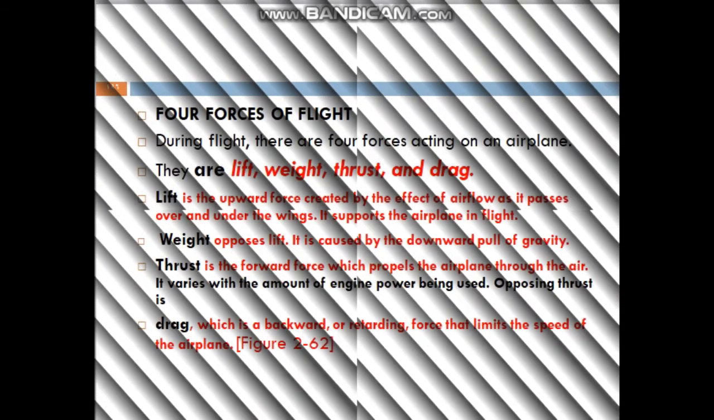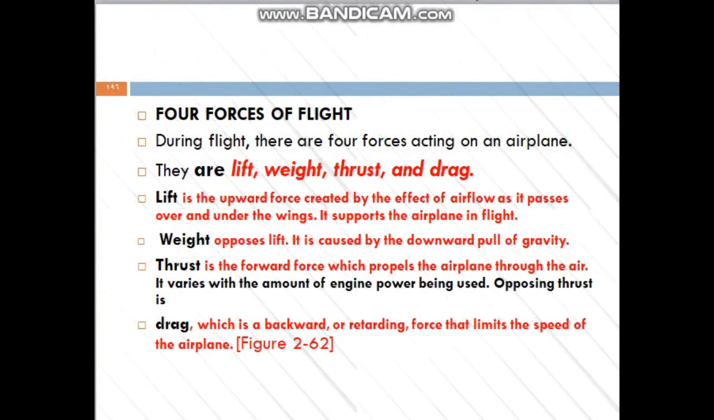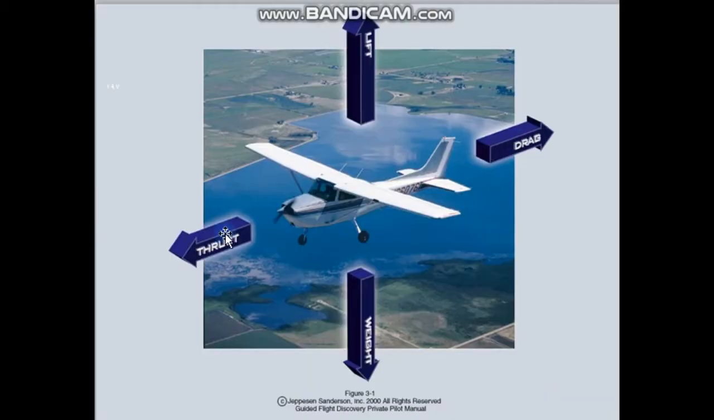The second thing we will talk about is the four forces of flight. During flight, there are four forces acting on an airplane, and they are lift, weight, thrust, and drag, as we see in this figure. This is the lift, the aircraft goes up, and this is the thrust when the aircraft goes forward. This is the weight, the aircraft goes to the down position, and the last force is the drag.